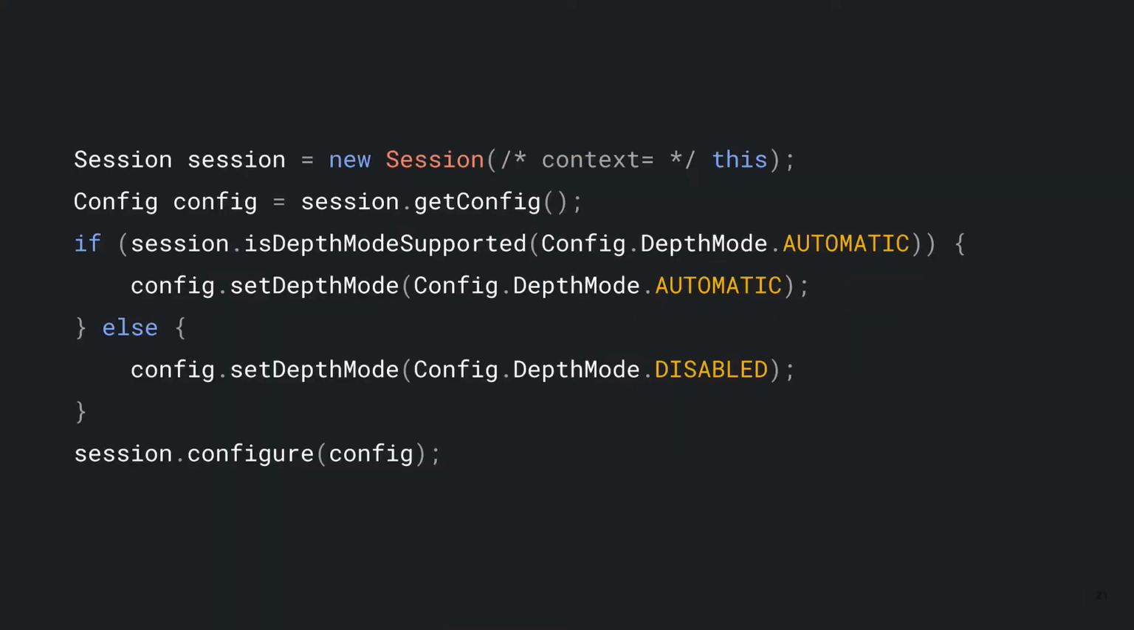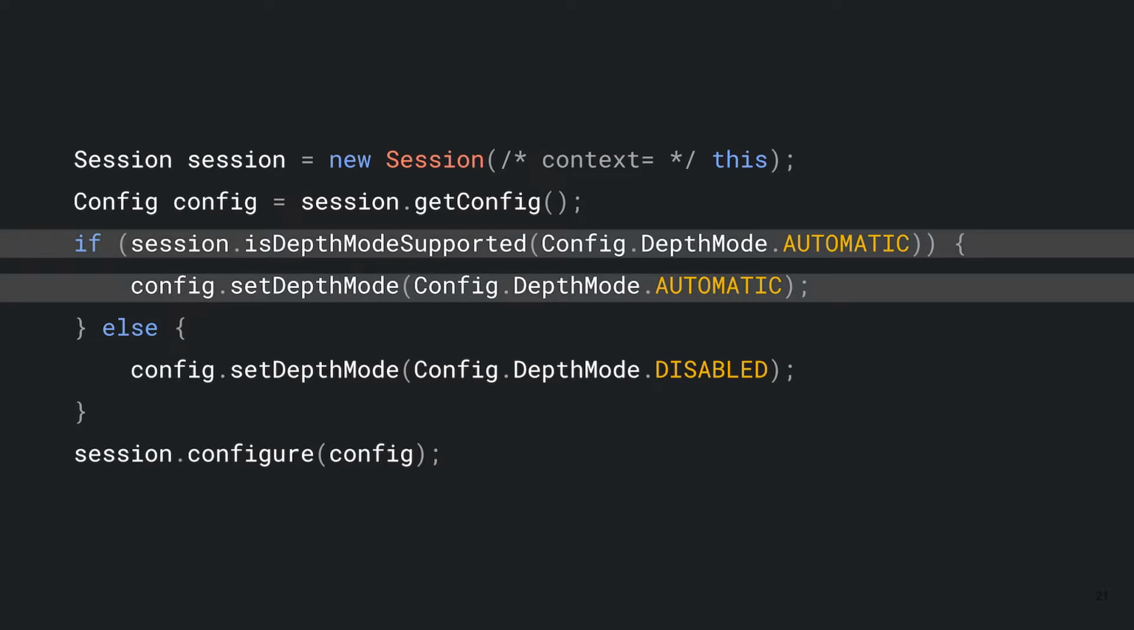One other thing to keep in mind is that depth is disabled by default in ARCore. Depth does consume some processing on the phone, so this choice saves as many resources as possible. So if you're using depth, make sure to enable the depth mode as shown here. You can also see that there's a check for is depth mode supported just above. Not every device supports depth, so this check is important.